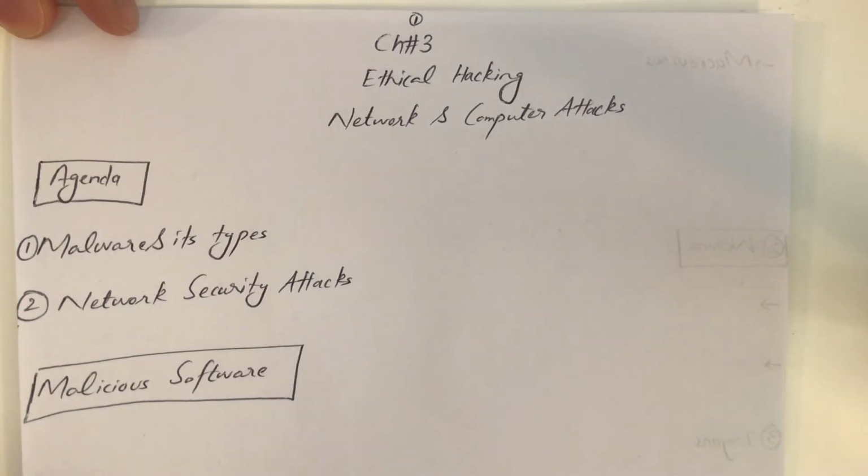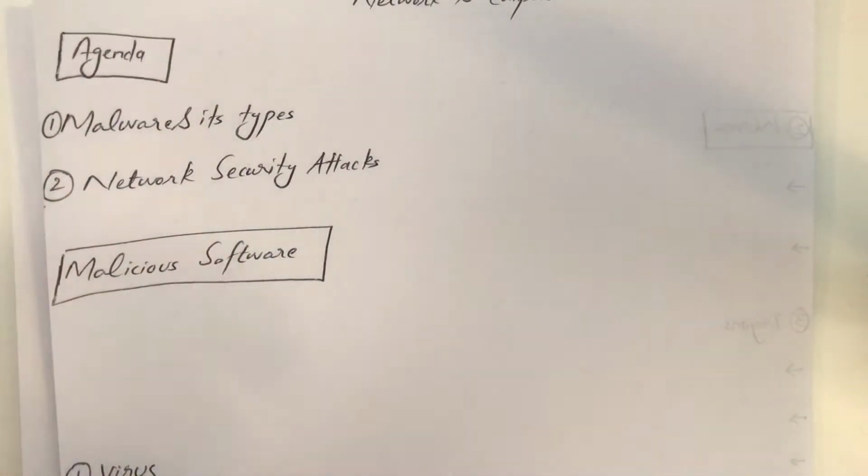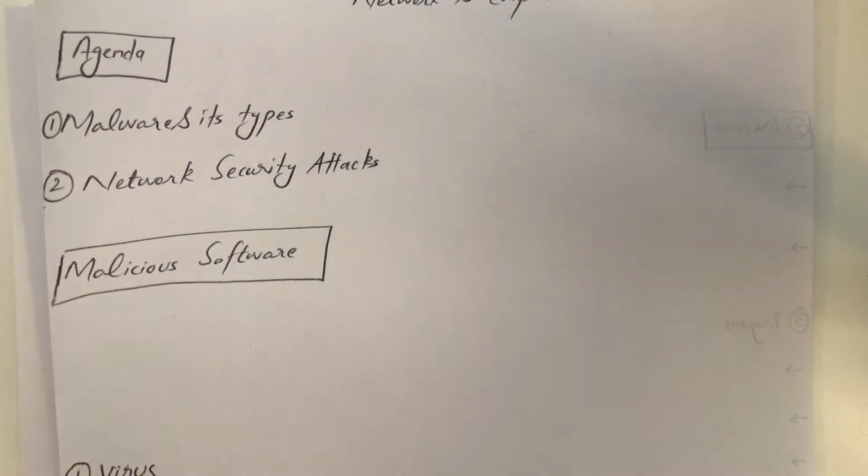Okay, guys, so today we're going to discuss some important things about Chapter 3. Chapter 3 is about network and computer attacks, and we have two main things to discuss. Firstly, we'll talk about the definition of malware and different types of malware. We will also discuss how we can get rid of those. Then we will discuss some network security attacks, some basic terminologies and definitions that you need to know about.